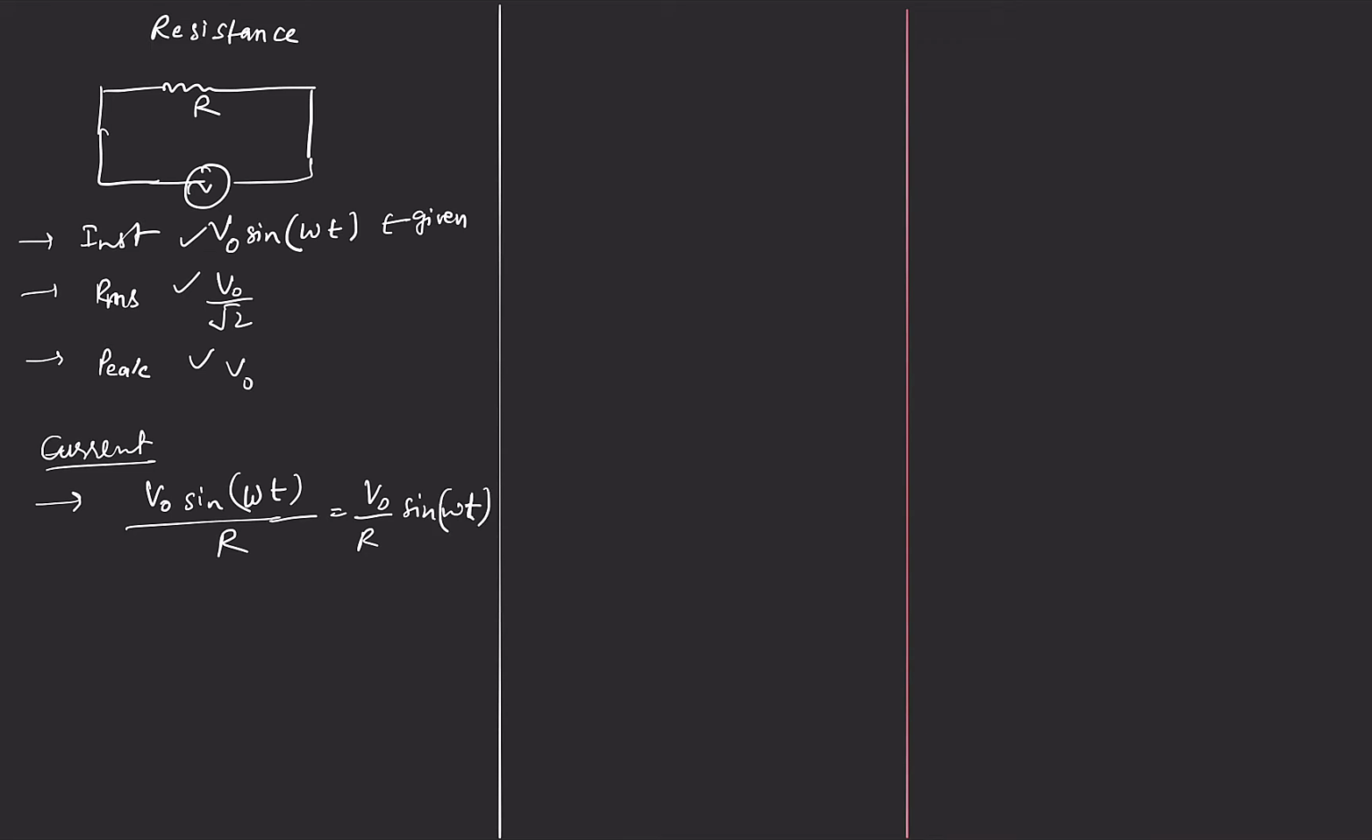So now we can see that the peak value of current is V0 by R, because the maximum magnitude sin omega t can take is 1. So peak value I0, we denote peak value by a naught sign. So peak value I0 is V0 by R, and RMS value is I0 by root 2, which is equal to V0 by root 2R. So this is RMS value, this is peak value.